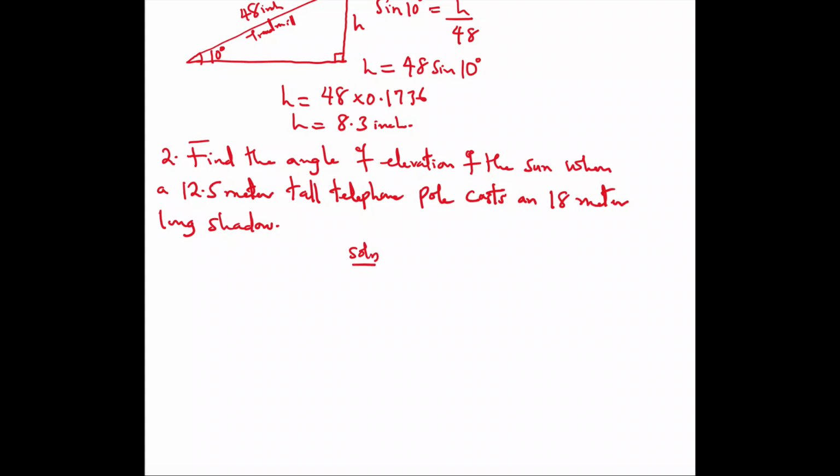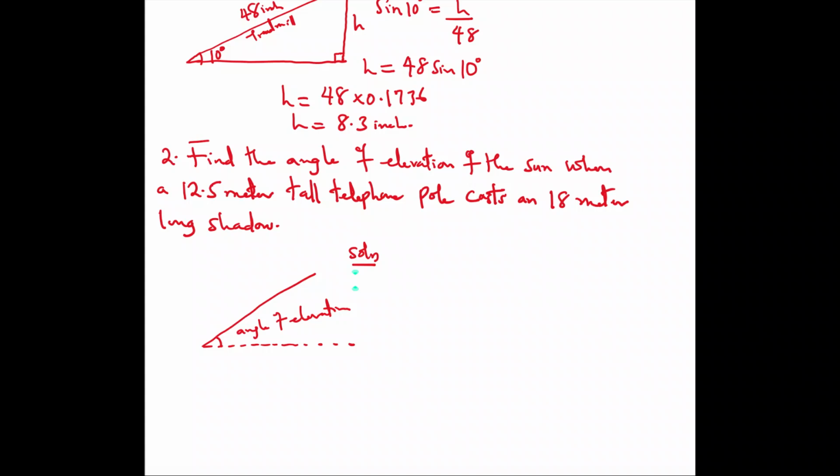So the next question says, find the angle of elevation of the sun when a 12.5 meter tall telephone pole casts an 18 meter long shadow. So this question is talking about angle of elevation. So before I go further, I'm going to be talking about angle of elevation and angle of depression. So now this is the angle of elevation. So now let's say that this is the line of sight. Okay, this is the horizontal line of sight. This is the angle of elevation.